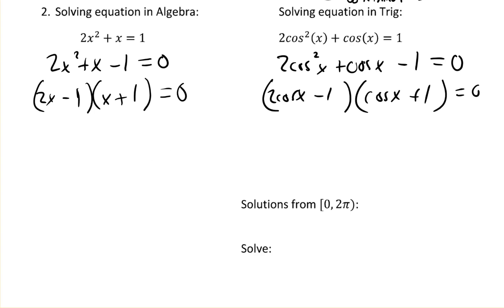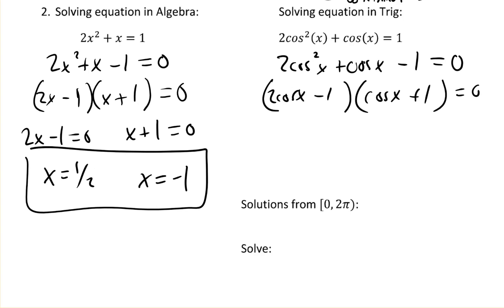Exact same structure. Okay, then in algebra, if this times this is supposed to equal 0, if I could make this go to 0, then the whole thing goes to 0, or if I could make this go to 0, the whole thing goes to 0. So you set each one of these factors equal to 0 and solve. And in algebra, you would be finished. We need to do the same thing over here. Set this equal to 0 and solve, and set this equal to 0 and solve.